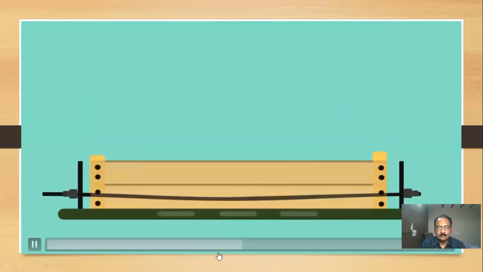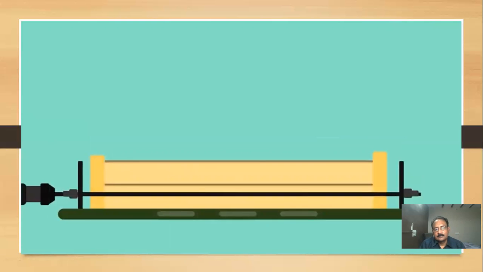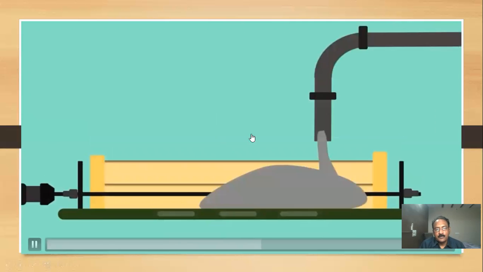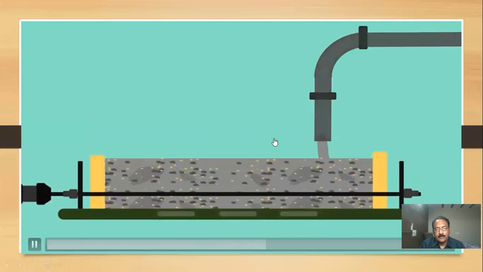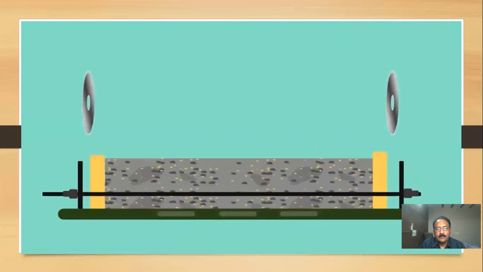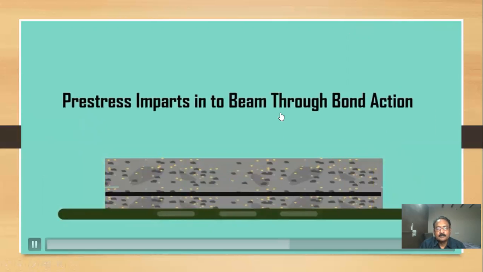Pre-tensioned concrete. Pre-tensioned concrete is that in which the tendons are tensioned before pouring of concrete. The tendons are initially tensioned and anchored at both ends, and then concrete is poured over it and cured. When the concrete attains the desired strength, the tendons are released and projections are cut out. The pre-stress is imparted to the beam through bond action.